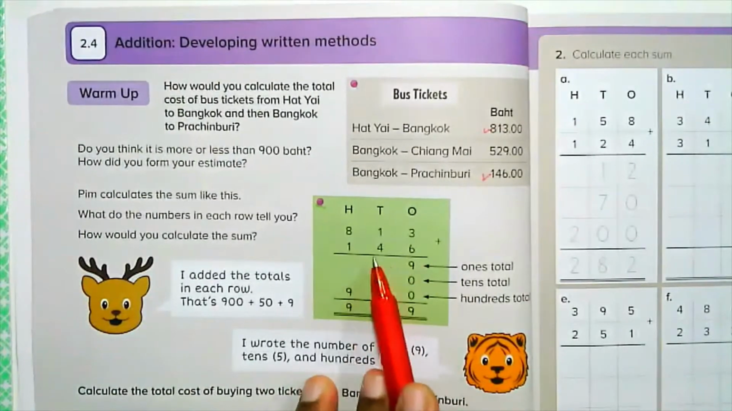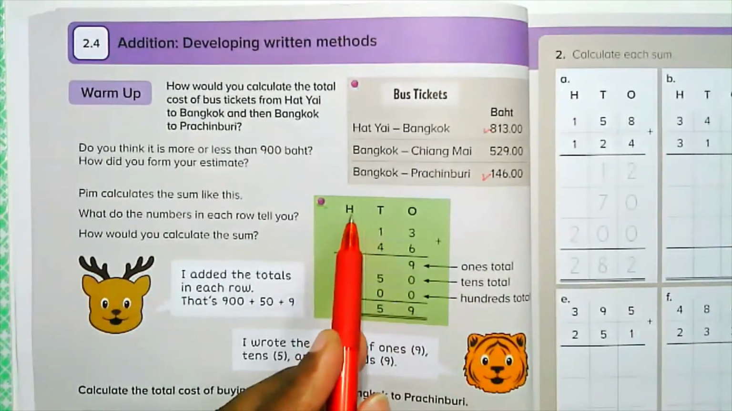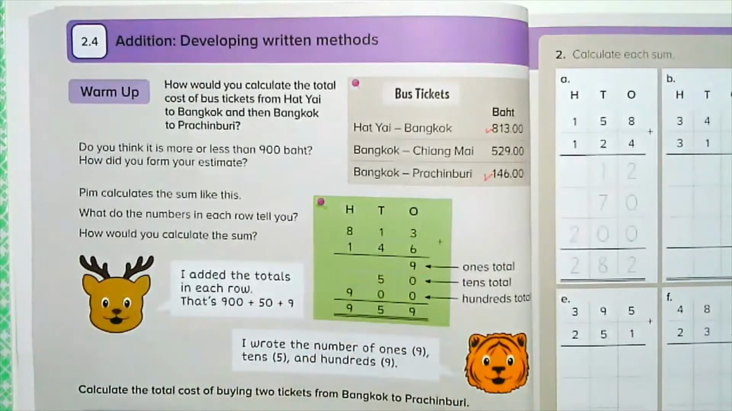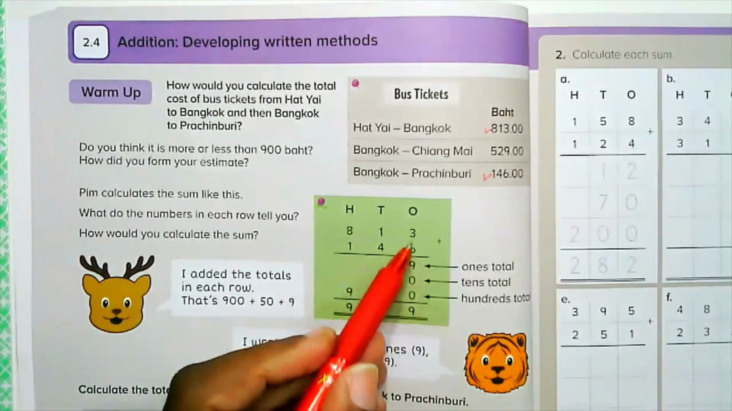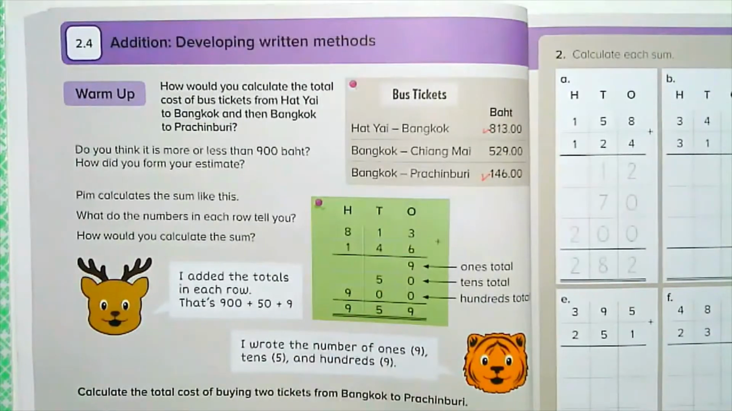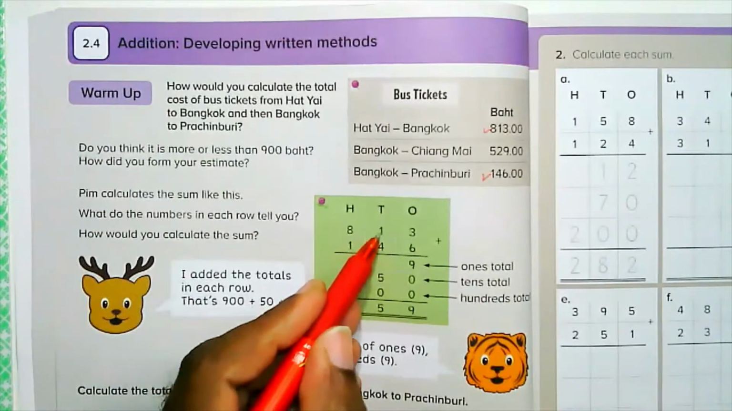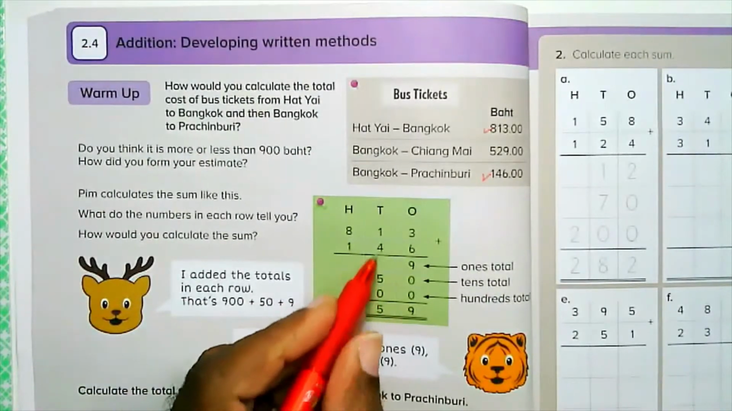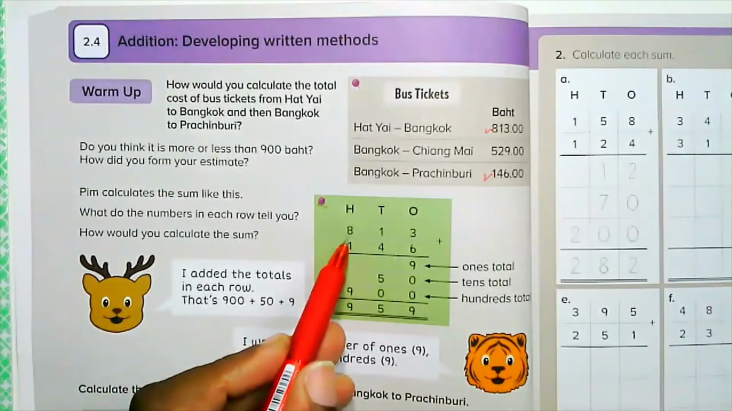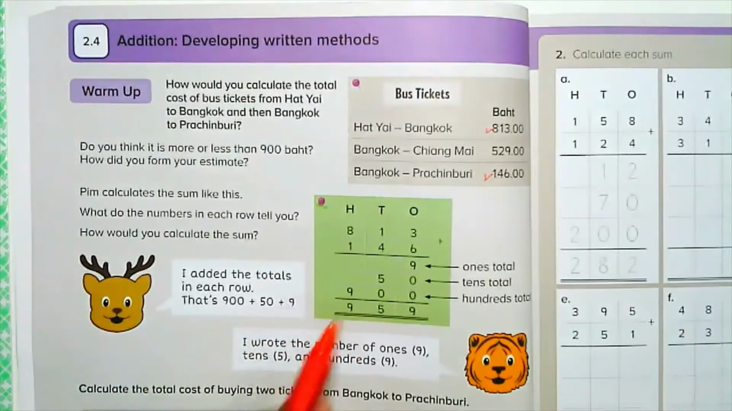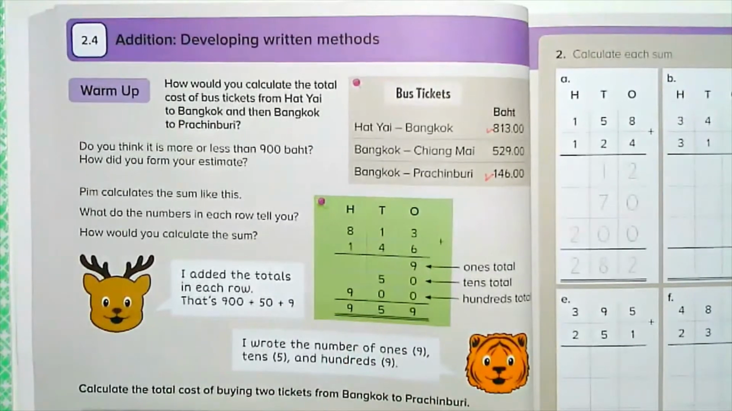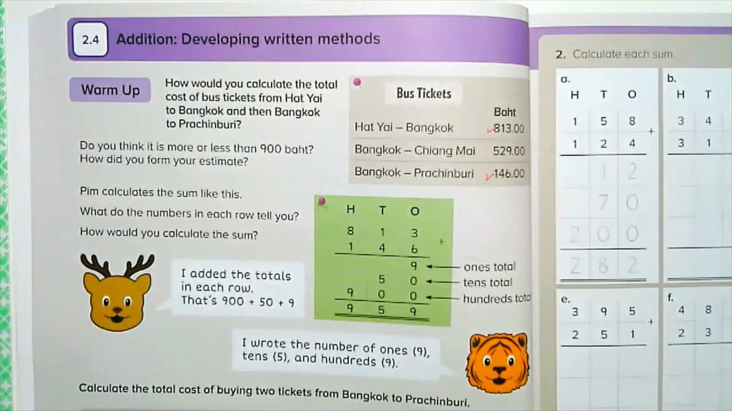813 plus 146. We have the place value method here. Hundreds goes here, tens, and ones. So the first thing to calculate is the ones. 3 plus 6 is 9. Then we calculate the tens. 1 plus 4 gives 5. And then the hundreds. 8 plus 1 is 900. So we add them together, 9, 5, 9, 959.